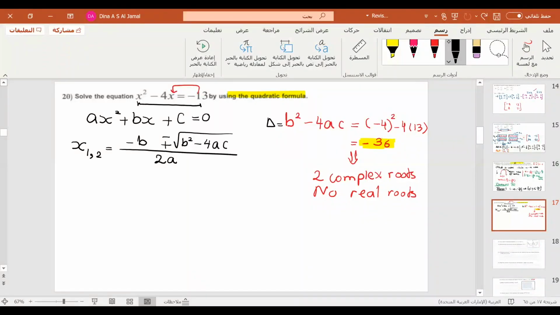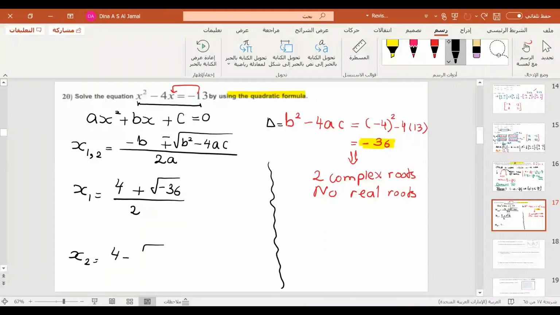Great. That means, please, all of you, change your calculator to the complex calculator. Your x1 will be taking whether the positive or the negative. So minus b, so you have minus 4 already. So it will be minus minus, that means it will be plus 4 plus the square root of minus 36 over 2. And the other value will be 4 minus the square root of minus 36 over 2.